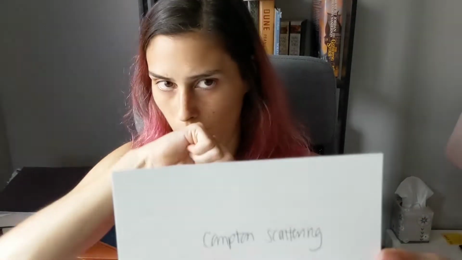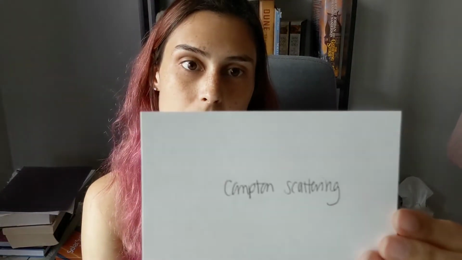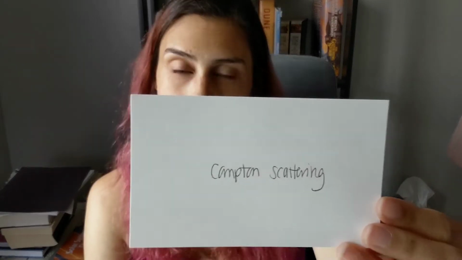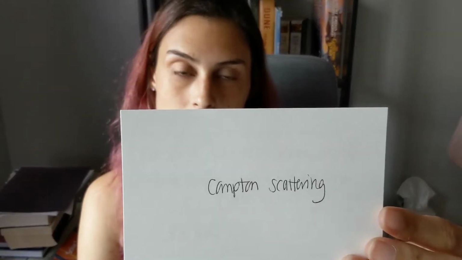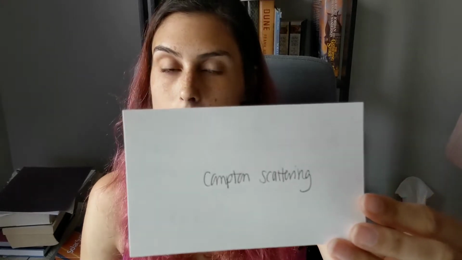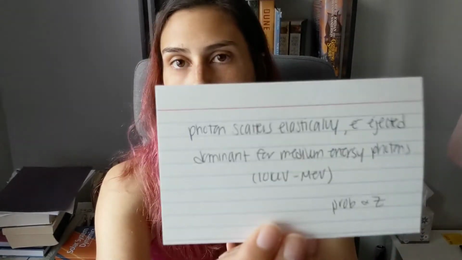Compton scattering. This is when a photon scatters elastically and then the electron is ejected. So this is dominant for medium energy photons, 10 kiloelectron volts to about a mega electron volt, and the probability is proportional to z.